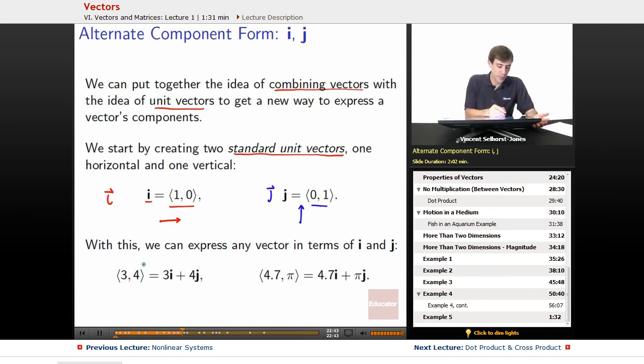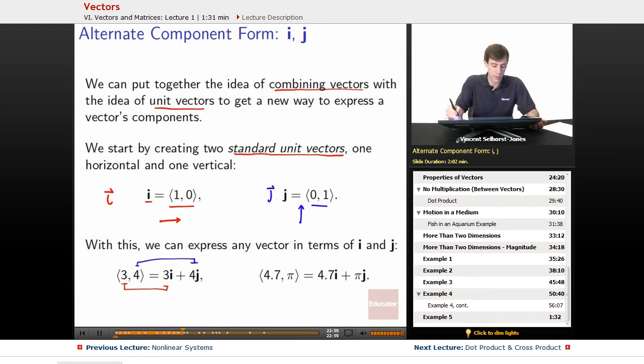So 3, our first component, matches up with the i, because that is just our way of saying our horizontal, since our first component is our horizontal. And then our 4 matches up with the 4j, because that's just the same thing as saying 4 vertical, or 4 units worth of vertical.